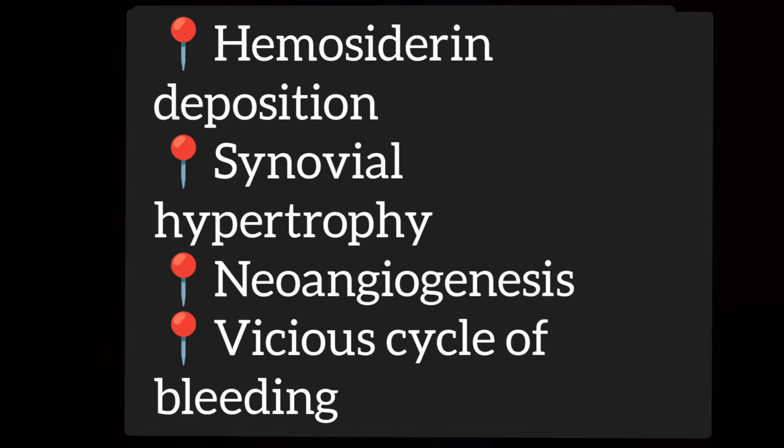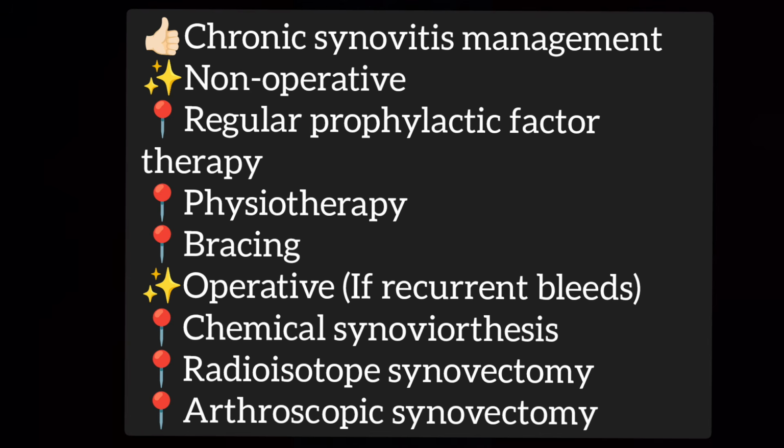Chronic cases are usually a picture of synovial hypertrophy and synovitis. Non-operatively we manage with regular prophylactic factor therapy, physiotherapy and bracing. Operatively, if there are recurrent bleeds, we go for chemical synoviorthesis, that is ablation, radioisotope synovectomy and arthroscopic synovectomy.